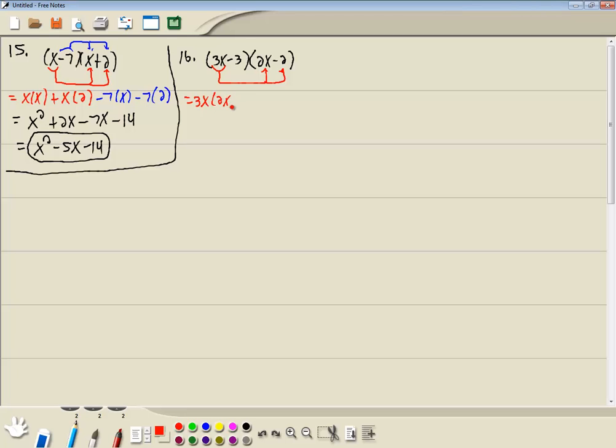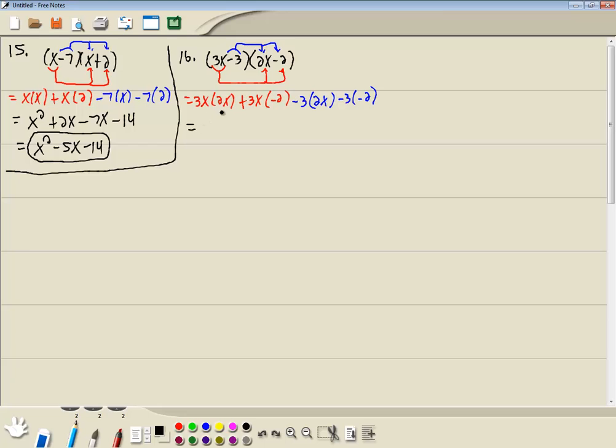3x times 2x, 3x times negative 2. Then I'll take my second term, the negative 3, and multiply it times the 2x over here and times the negative 2. This is just FOIL, if you learned that technique. Negative 3 times 2x and negative 3 times negative 2. I use the arrows to help me figure out what to multiply together.